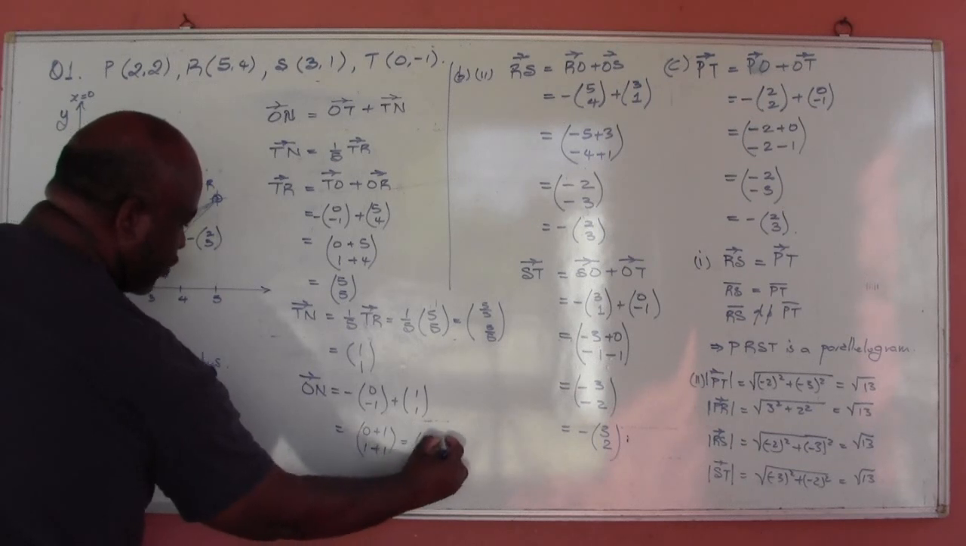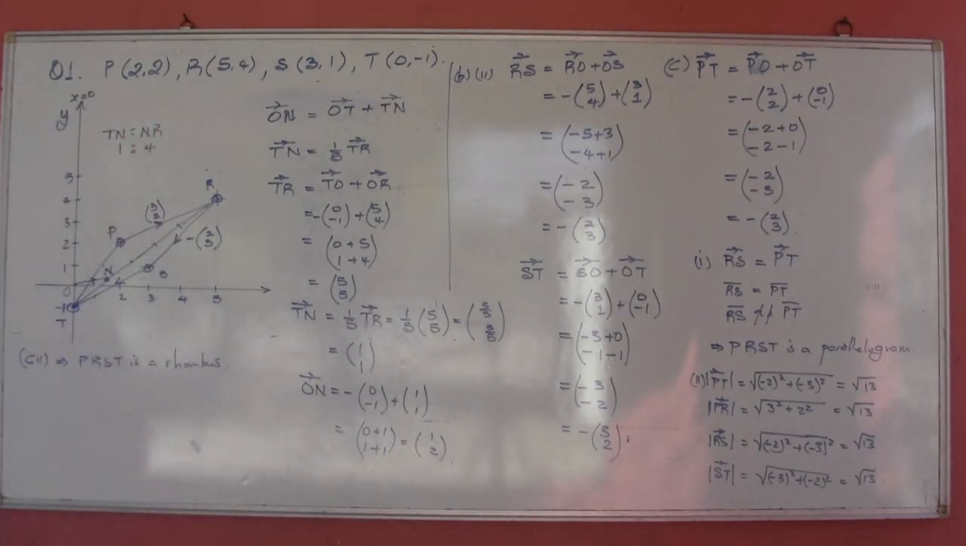So ON, the position vector of N, is (1, 2). What were we asked to do? Determine the position vector of N, and the position vector of N, which is ON, is the vector (1, 2). So this is the end of the question. The only thing I would add is that this is a long question, and the question you will do in your exam will not be this detailed. You will not be asked to do so many things. But it's a very good question, one which I suggest you try on your own.